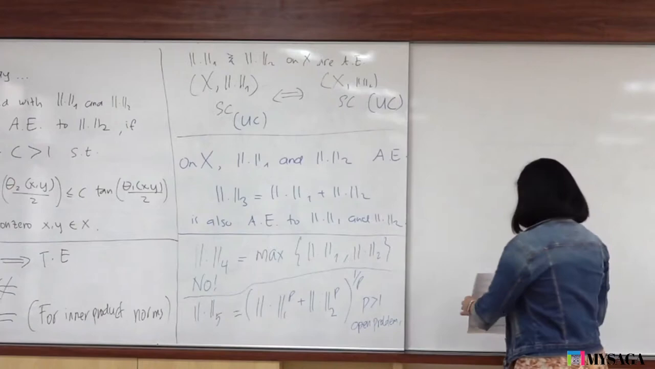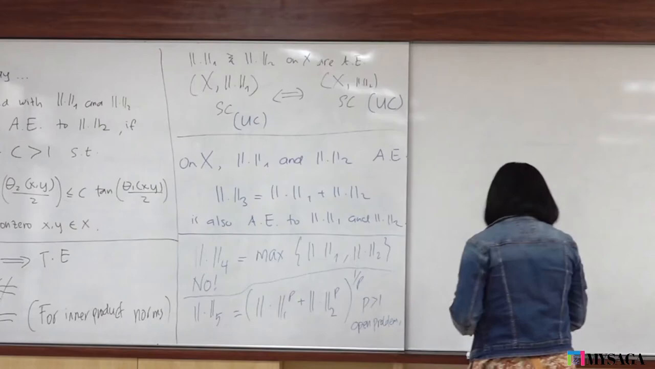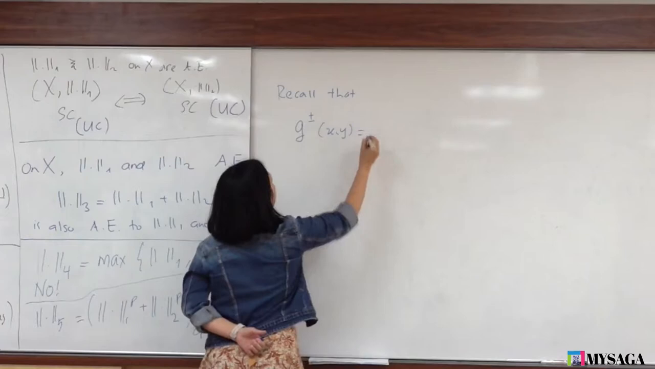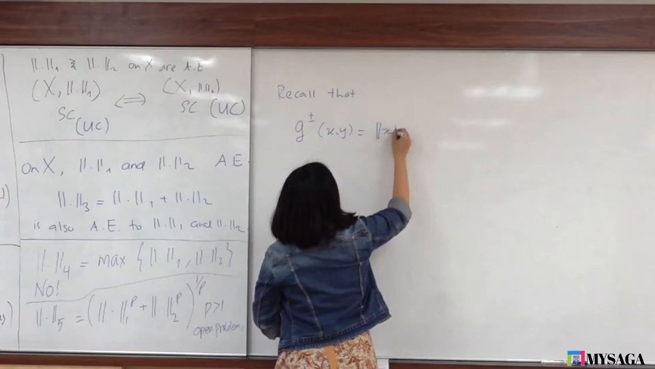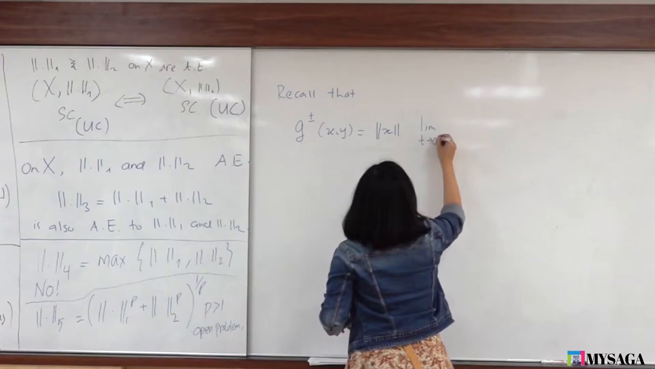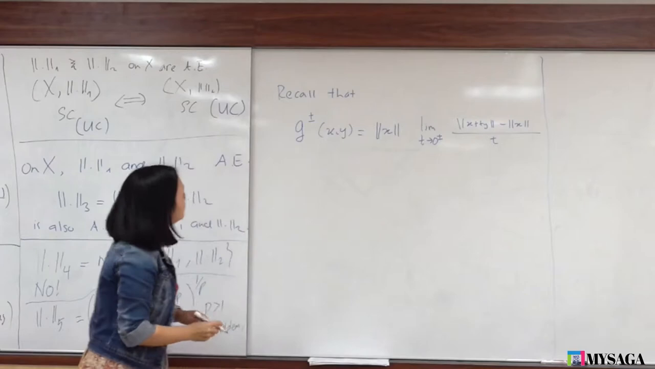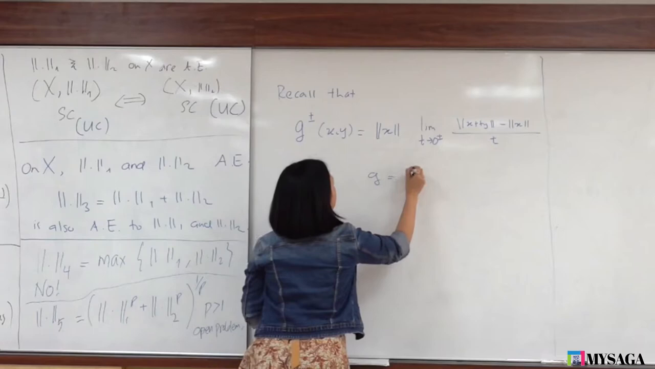I want to make a quick comment about the following. So, recall that I'm just going to call it G plus and minus, rather than constructing the tangent function when I multiply something from the following. So, this is the limit of the norm of x plus ty minus the norm of x, divided by t, right? And how we construct g is basically half of g plus and g minus, the arithmetic mean of the two, right?